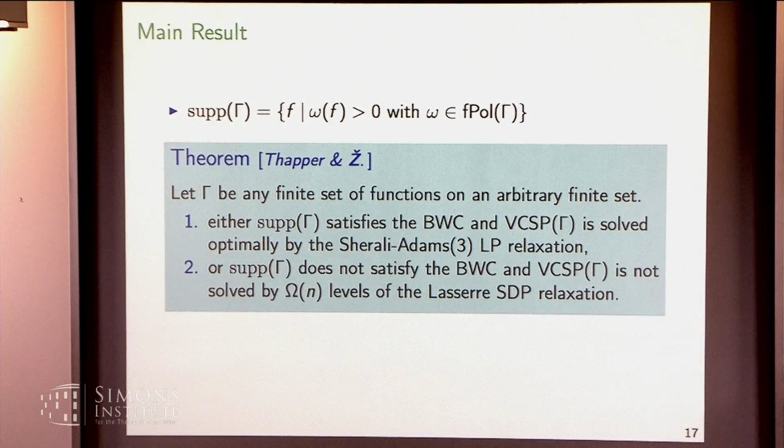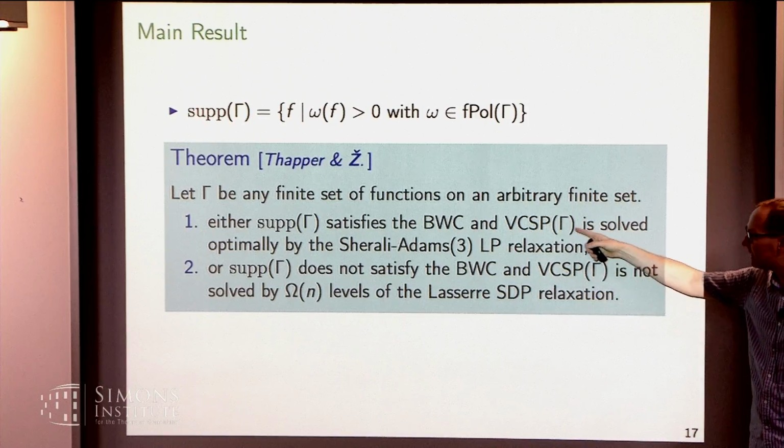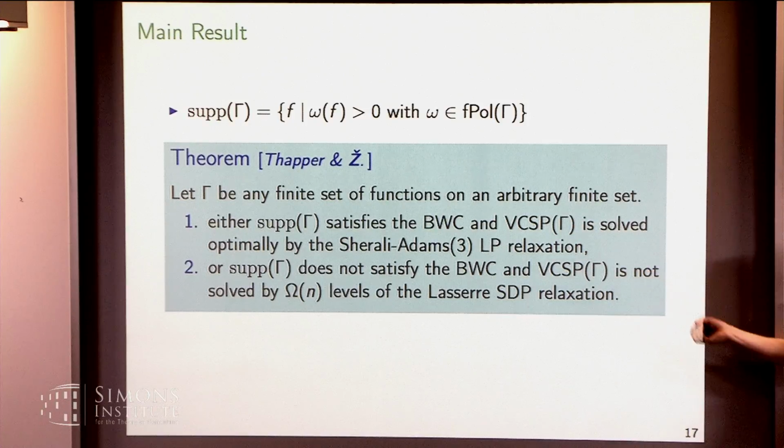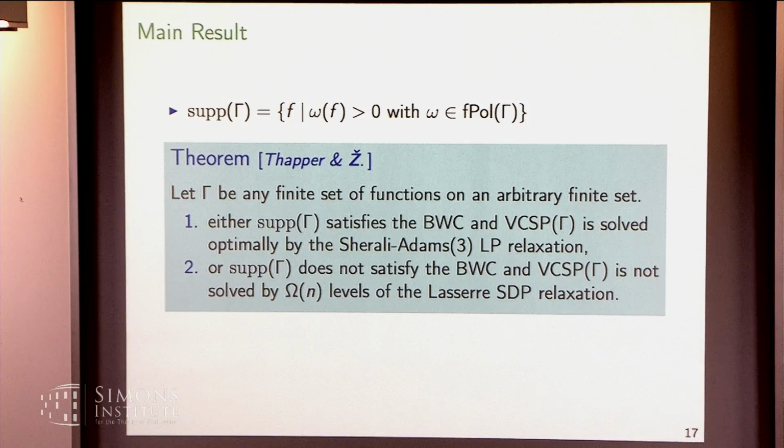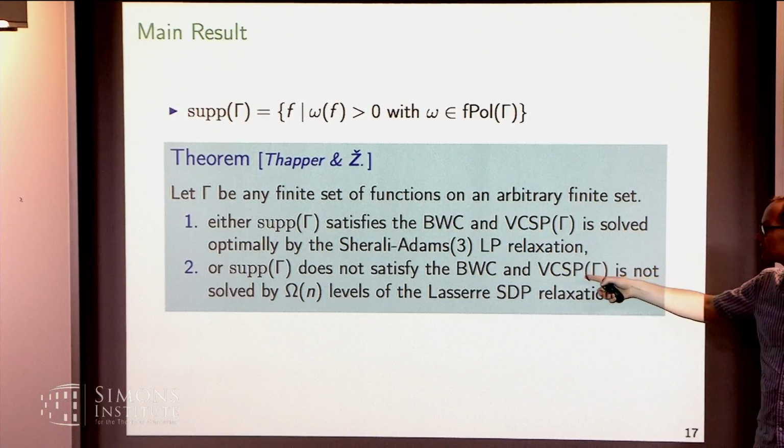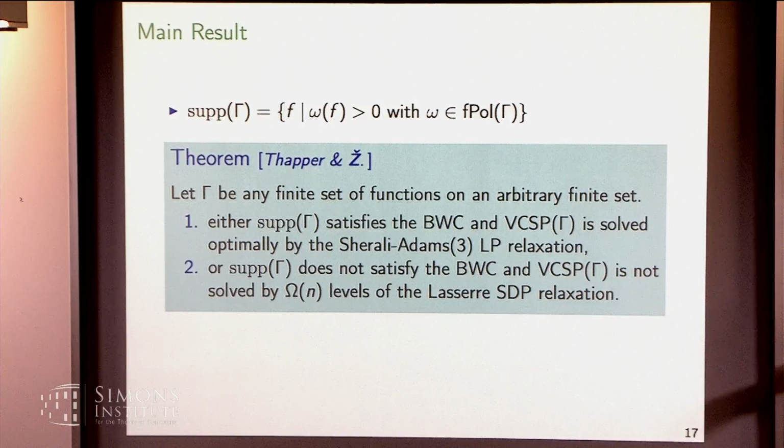So now what does the theorem say? It says that if gamma is an arbitrary finite set of functions on some fixed finite set D, then either the support of gamma satisfies the bounded width condition, in which case any instance of VCSP over gamma can be solved exactly by the third level of the Sherali-Adams hierarchy, or the support of gamma doesn't satisfy the BWC, in which case this class contains problems that cannot be solved even by linearly many levels of the Lasserre SDP relaxation. An algorithmic dichotomy theorem.